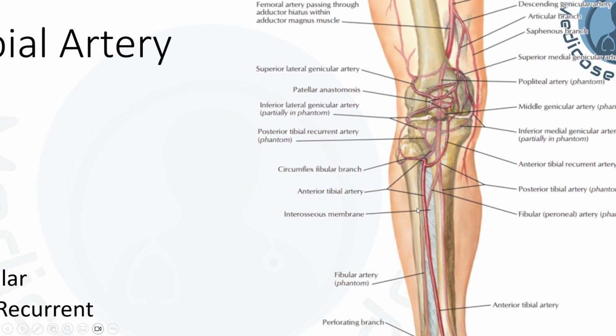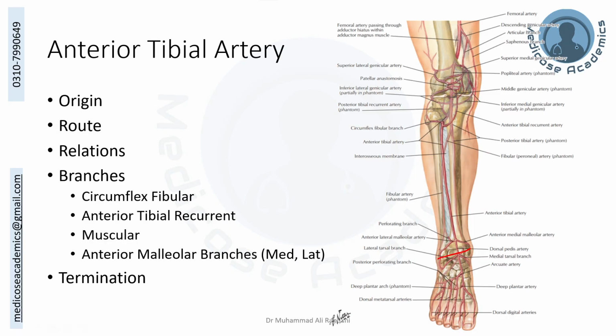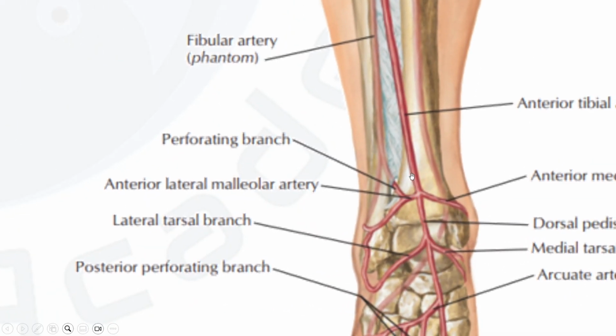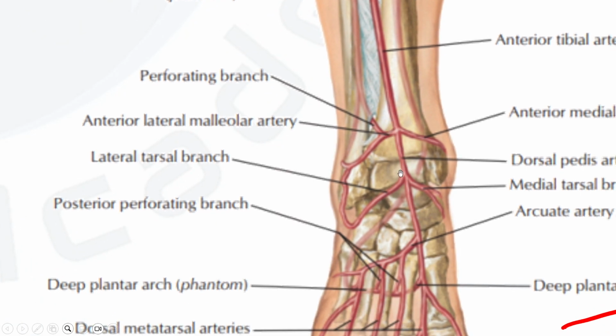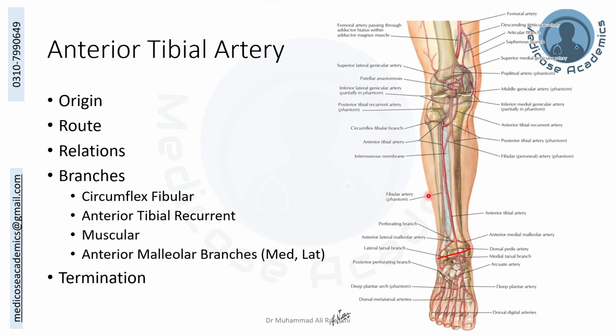It goes down, runs in front of the interosseous membrane, and at the point where an imaginary line joins the two malleoli, it changes its name from anterior tibial artery to dorsalis pedis artery. There is no anatomical classification, but that is based on the surface anatomy or surface landmark. So these are the origin and termination point. Let us talk about the branches first, and then we will see the relations too.